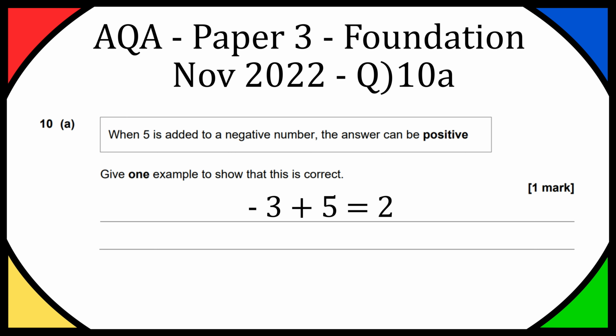So we've proven the statement above because we've chosen a negative number, we've added 5, and now we've got a positive number. Now this rule isn't going to be true for every single negative number, but it is true for this case, and that's all we needed to prove. So hopefully that made sense.